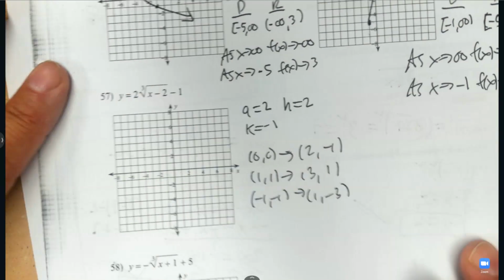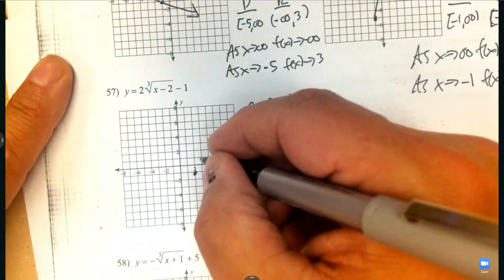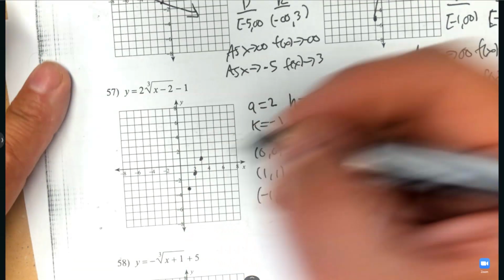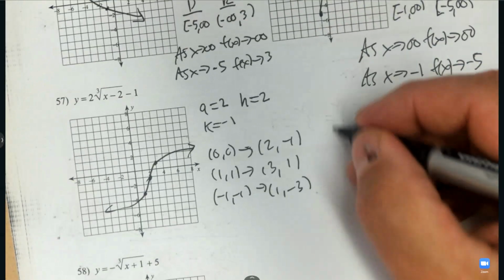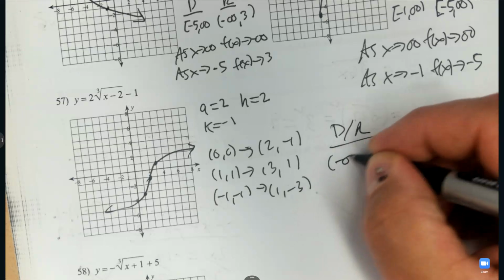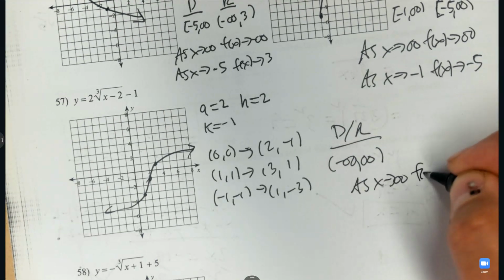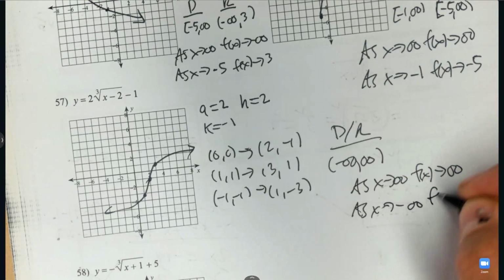And then we're going to put those points on the graph. So 2, negative 1, 3, 1, and 1, negative 3. And they line up. We're going to curve up to the right and curve down to the left, just like a long S. The domain and range are always all numbers. And the end behavior: the right end goes up and the left end goes down.